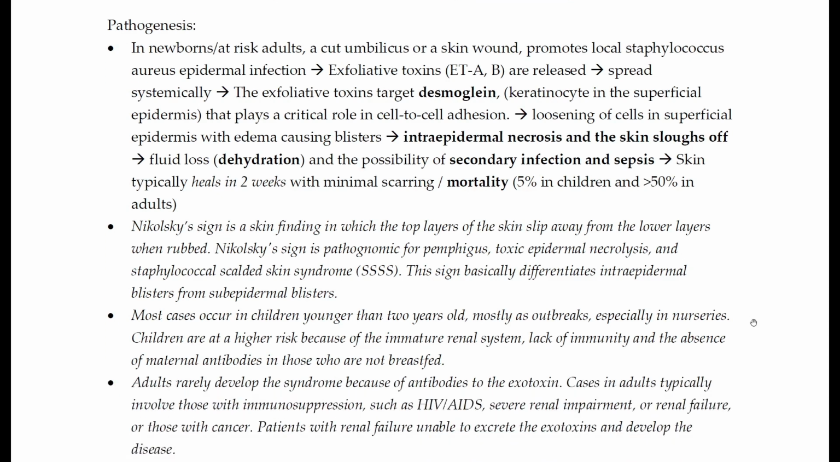Adults, however, rarely develop this syndrome because they have antibodies to this exotoxin. So why do adults develop this disease? It has been seen that cases in adults typically involve those with either immunosuppression like HIV and AIDS, or having some renal impairment or renal failure, and those with cancer. Patients with renal failure are unable to excrete this exotoxin and hence they develop disease.